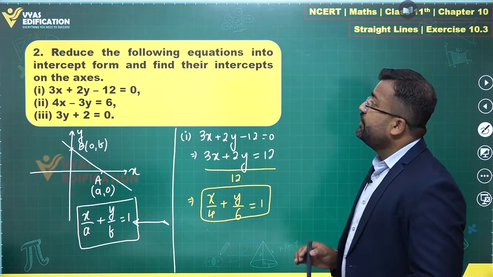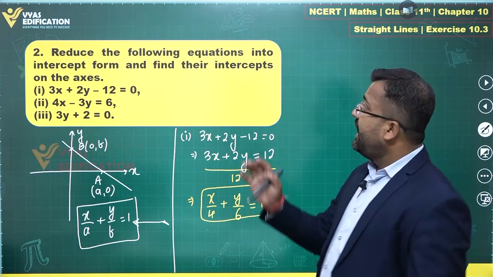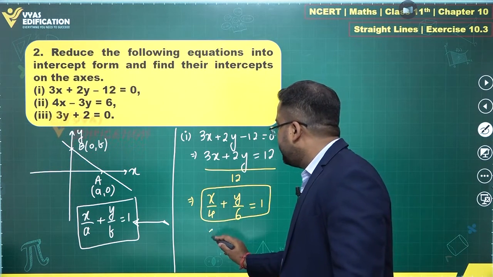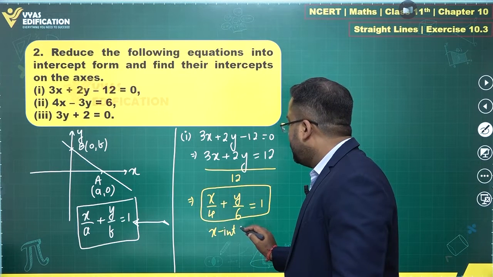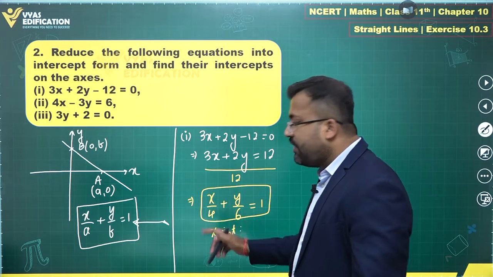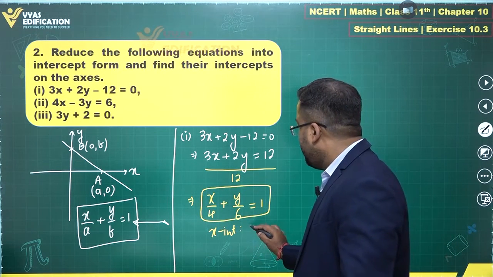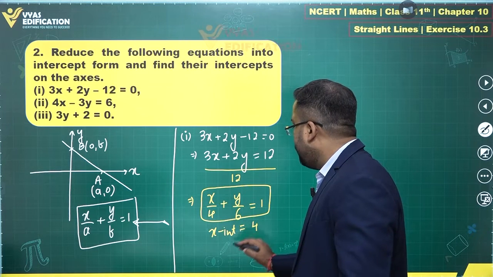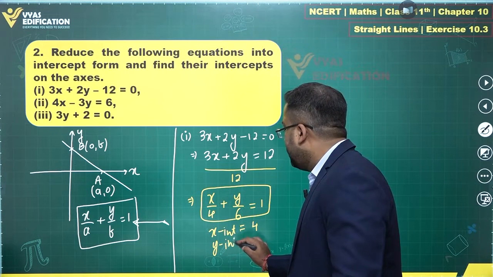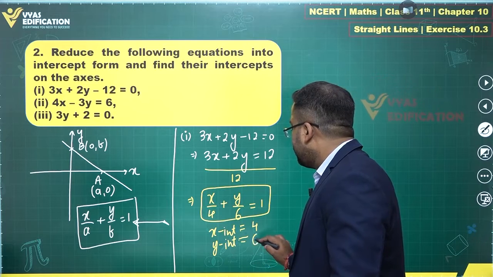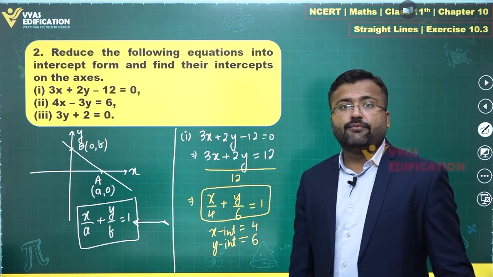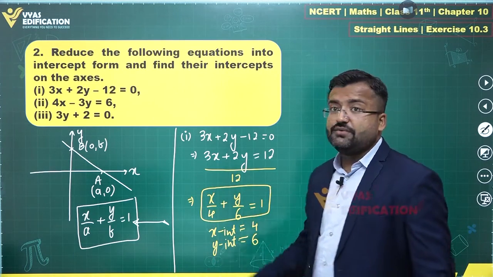First of all, reduce the following equations into intercept form and find their intercepts on the x and y axis. So the x intercept is the denominator of x, which is 4. X intercept is 4. Y intercept is 6, as you can clearly observe over here. Yes, this is the final answer for this first part.